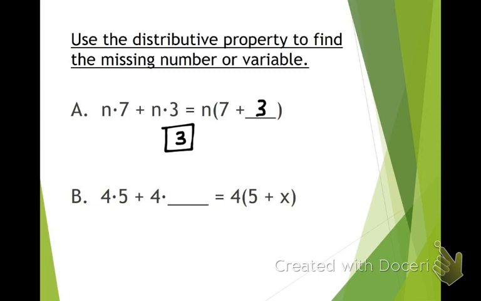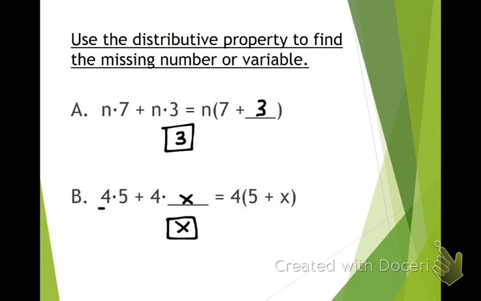So now, how many of you got the first one correct? Let's look at the next one. Think about it in your head. 4 times 5 plus 4 times something is the same thing as 4 times 5 plus x. What do you think should go in the blank? X. And that is your final answer.